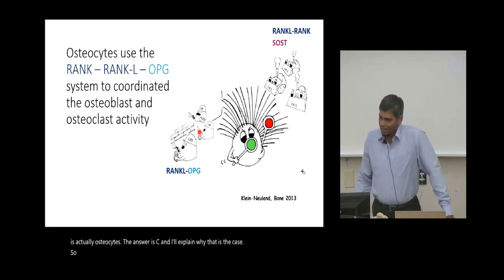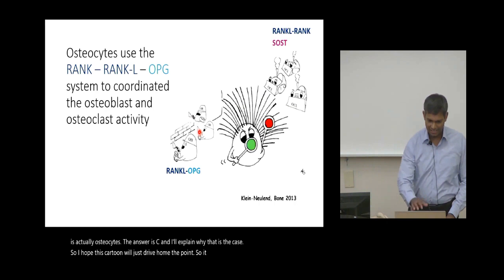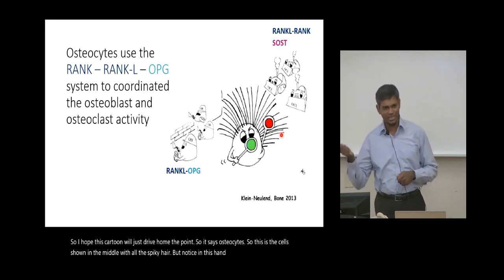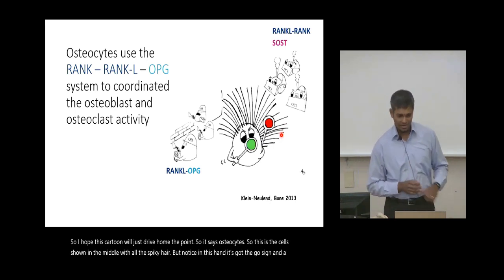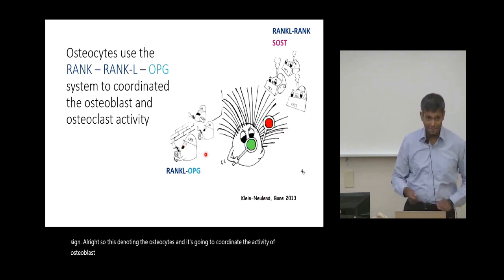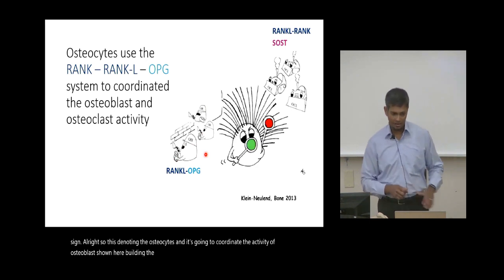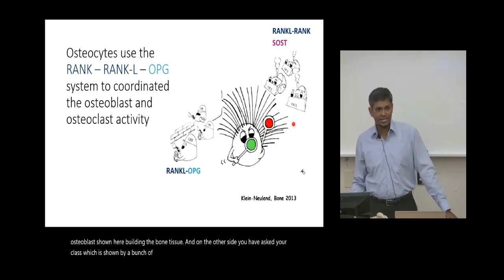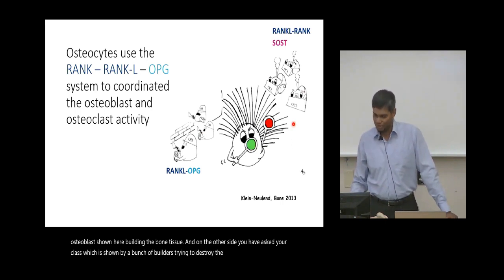So I hope this cartoon will just drive home the point. So it says osteocytes. This is the cell shown in the middle with all the spiky hair. But notice in his hand it's got a go sign and a stop sign. So this is denoting the osteocytes, and it's going to coordinate the activity of osteoblasts shown here, building the bone tissue, and on the other side you have osteoclasts, which is shown by a bunch of bulldozers trying to destroy the bone tissue.